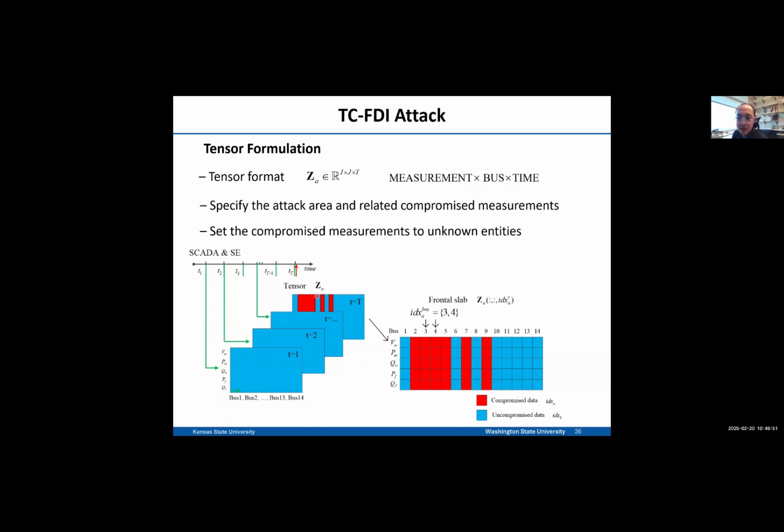And if the attacker wants to compromise the voltage of bus 3 and 4, the attacker needs to set all the measurements related to this attack bus to unknown. We use red to represent the measurements that need to be compromised. And these unknown elements will be estimated by the tensor completion.